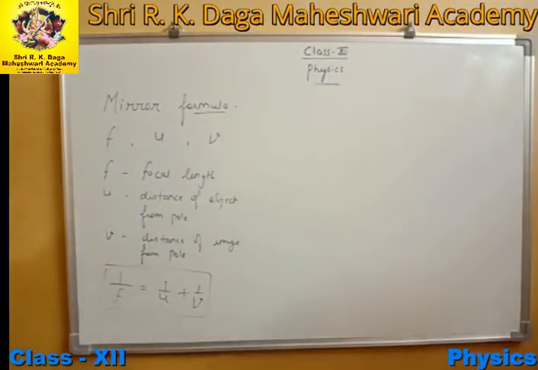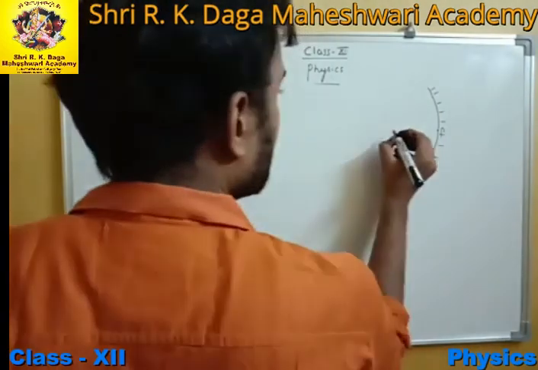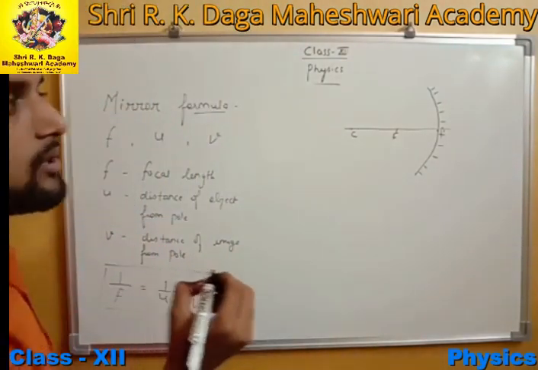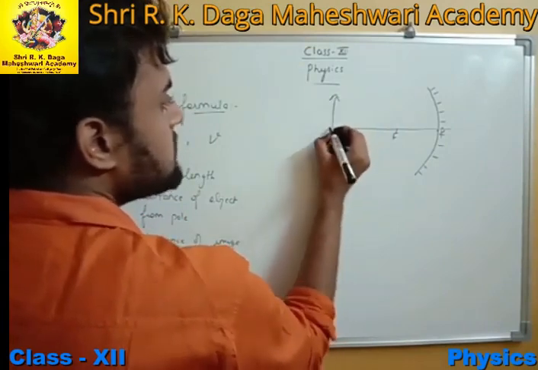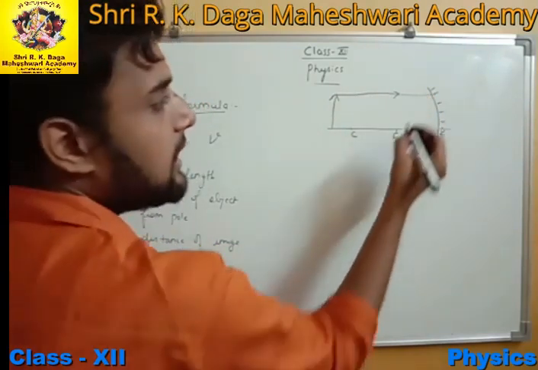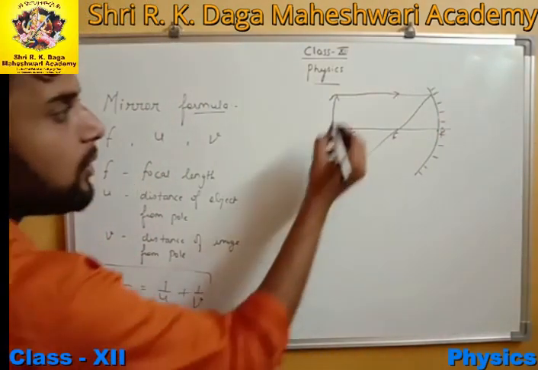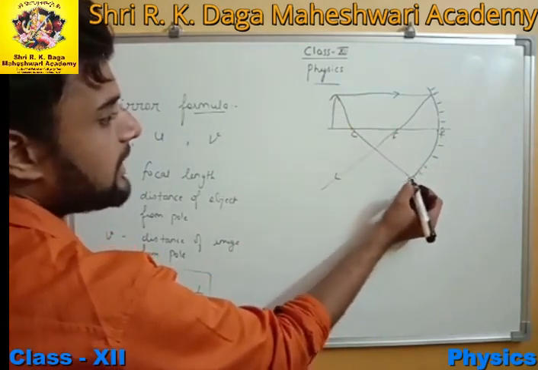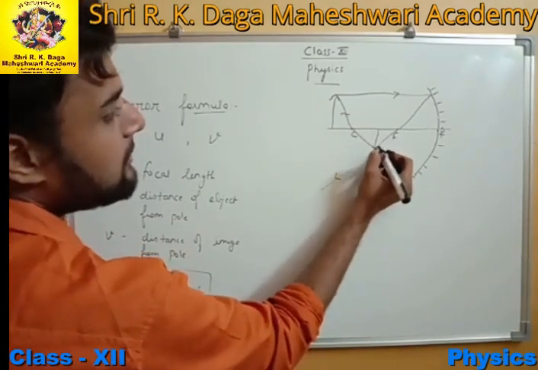Okay. Now for this, let us consider a concave mirror where P is the pole, F is the focus and C is the center of curvature. Let AB be any object placed beyond the center of curvature such that a ray will be incident parallel to the principal axis, and after reflection it will pass through the focus. Now another ray will be incident through the center of curvature, and after reflection it will follow the same path from where it has entered, and here we will get our image.